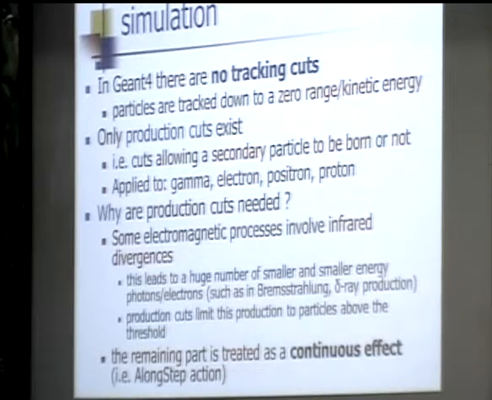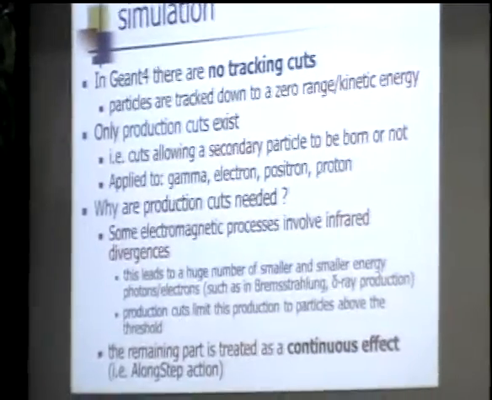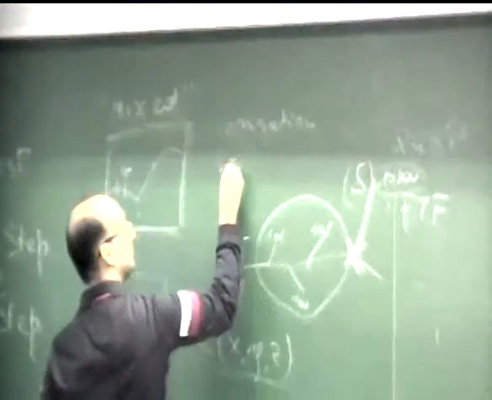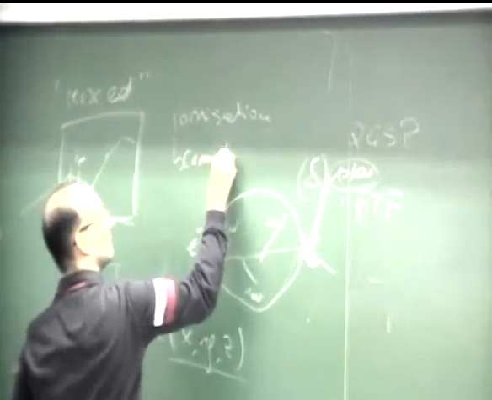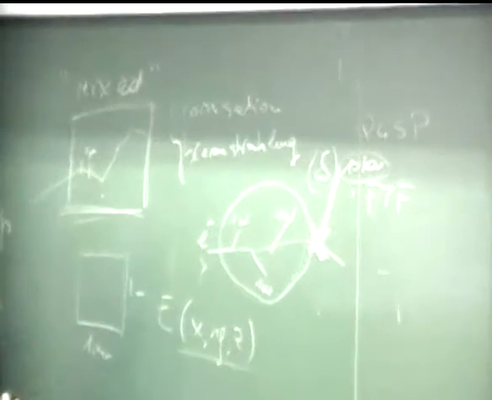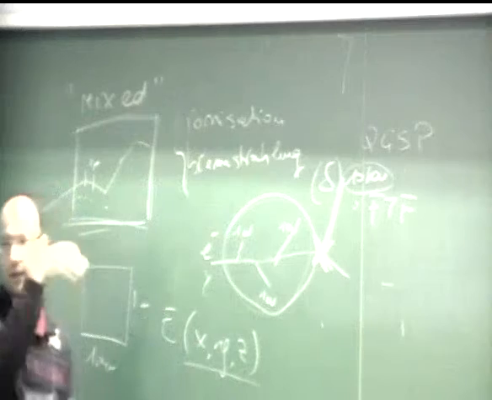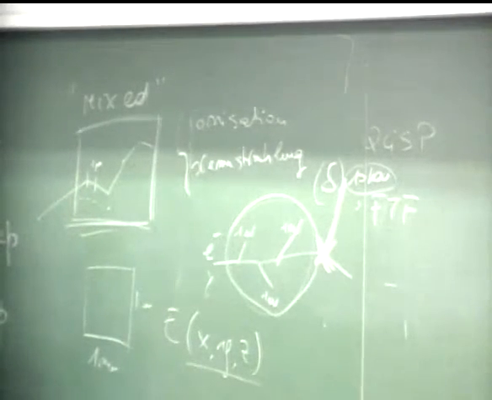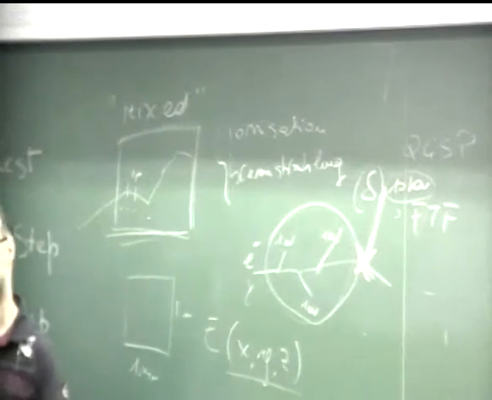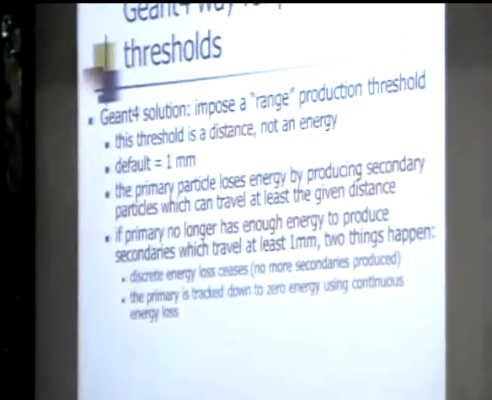This production cut is applied to electrons and gammas from ionization and Bremsstrahlung. Both of these processes have a cross-section such that very, very low energy emission is favored with respect to higher energy emission. So you really want to set a threshold in order to avoid having too many low energy secondaries.